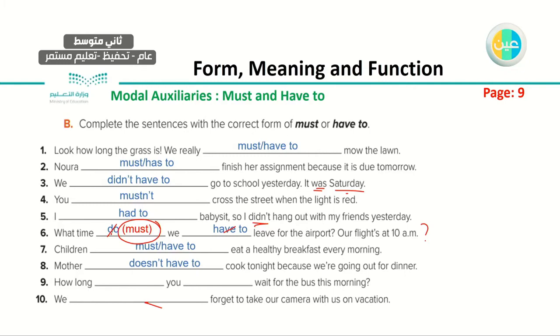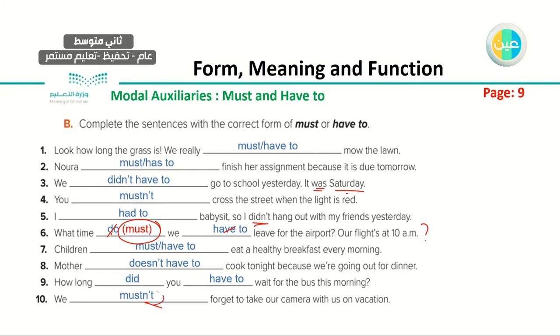Okay. How long? You wait for the bus this morning. How long do you have to wait for the bus this morning? And also, sorry, this morning, okay, we are talking about the past form. So, how long did you have to wait for the bus this morning? Okay, good. And last one, we mustn't forget to take our camera with us on vacation, okay?